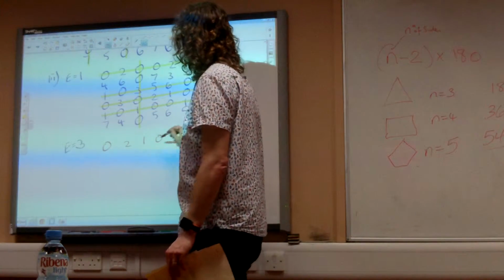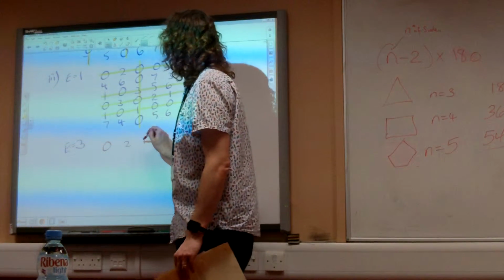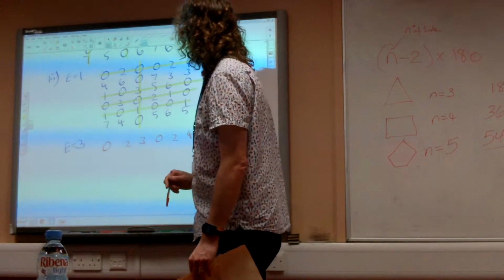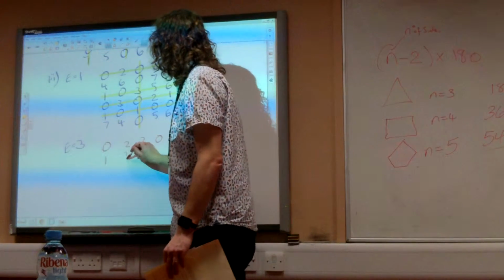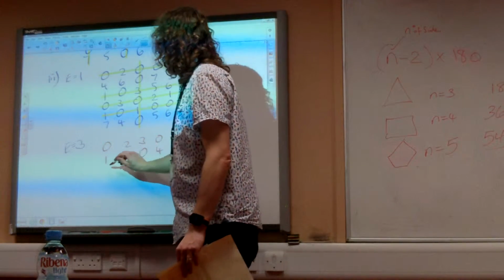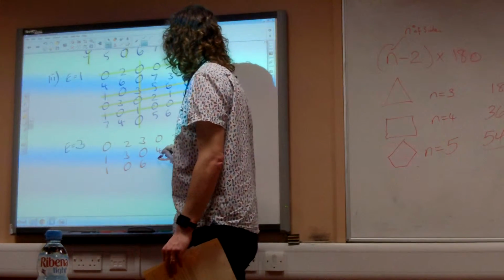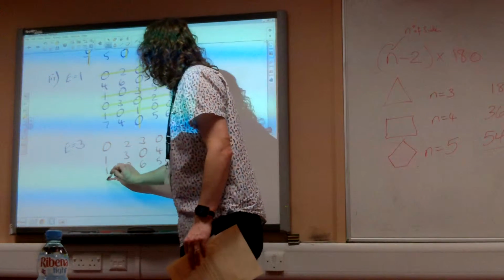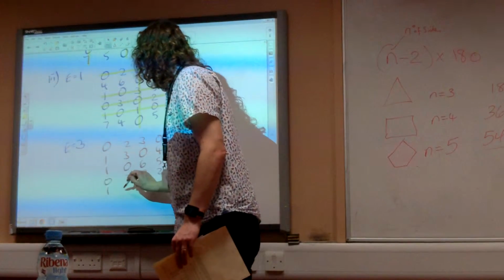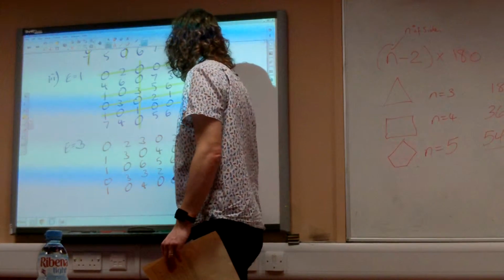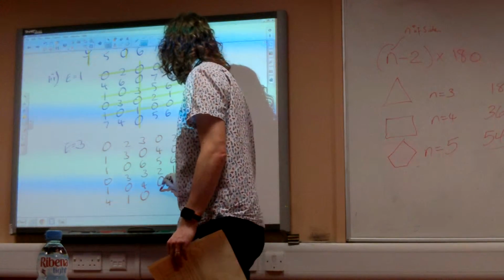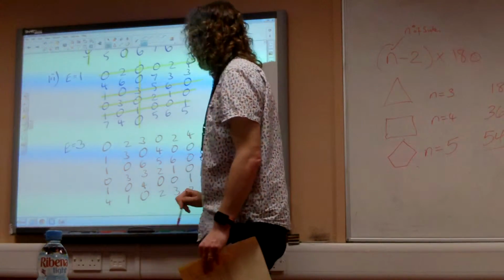0, 2, 4. We're taking away, it's not 1, is it? It's 3, sorry, because 3 is the number that we're augmenting with. 1, 3, 0, 4, 0, 0. 1, 0, 6, 5, 6, 0, 0, 3, 3, 2, 1, 0, 1, 0, 4, 0, 0, 1, and then what's that? 4, 1, 0, 2, 3, 2.